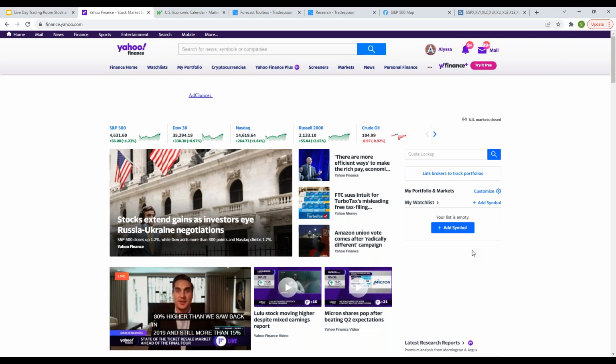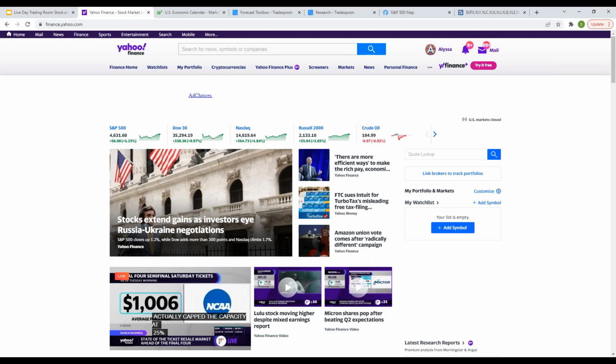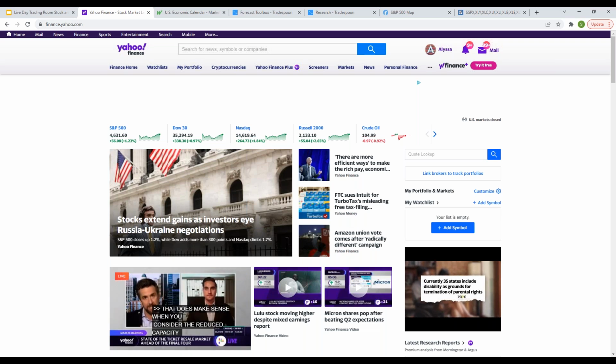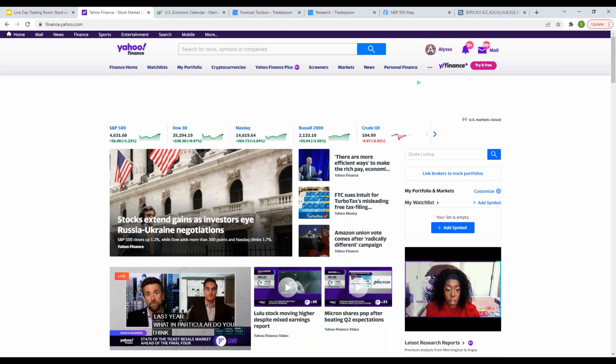What would a regular condor look like? It would be two of the same series, meaning calls or puts. Two of the same series. So it would be a bull put and a bear put, or a bull call and a bear call. Those are condors. No iron, just condors. They all do exactly the same thing. But I do tend to prefer iron condors.